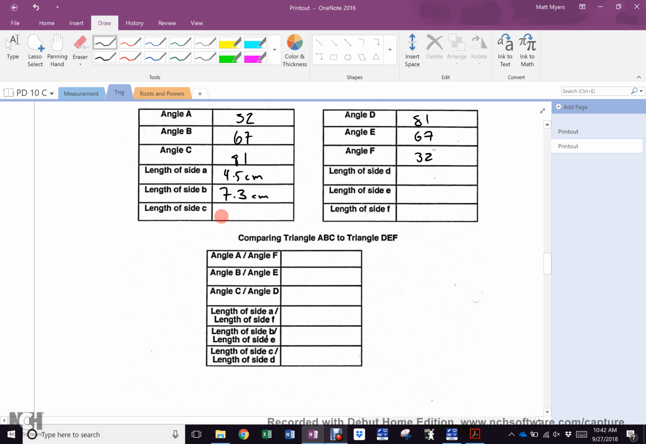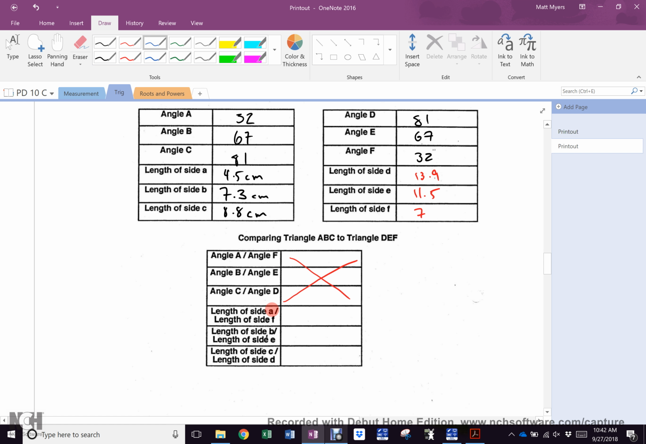Nobody yet? Okay, I'll wait. It's no rush. 8.8. Cool. Who has a D? 13.9. Excellent. And side E? 11.5. And side F? 7 exactly? Cool. Okay. Now, we already know that the angles are all the same, so we're not caring about the angles.